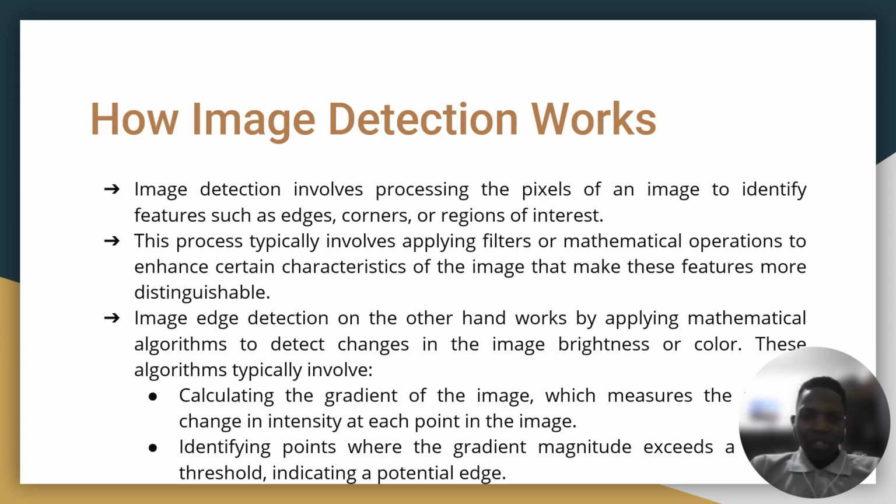Then image edge detection in particular works by applying mathematical algorithms to detect changes in image brightness, which we just talked about. We get our image and use our pixels to identify what the image is about. Then we use different algorithms, which we'll cover later, to isolate out our edges and corners.